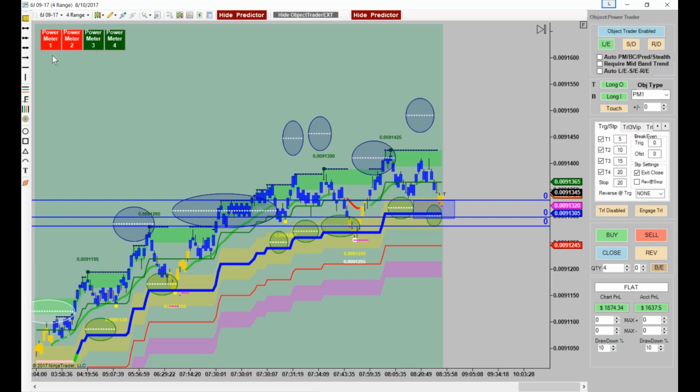Let's use power meter 1. Or do you want to just take the trade yet, or what do you think? Let it ride a little bit? We'll let it ride. We'll try to get at least down to mid-band before we take the trade. Just missed a decent trade for at least a scalp, but let's see if we can get down to mid-band.